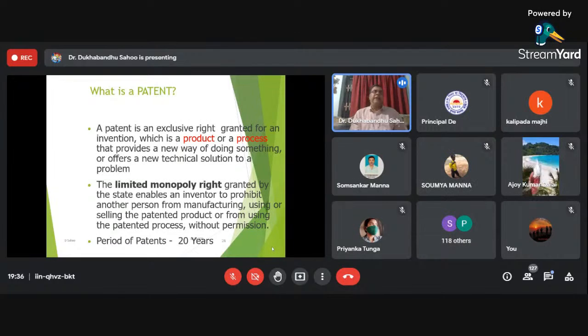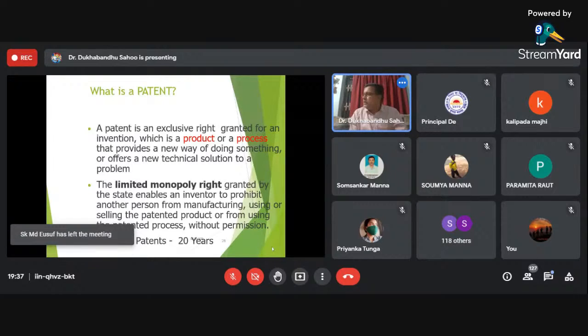That's why in 1998, actually, WIPO, the World Intellectual Property Organization, came out with this idea of process patenting, that the process as well as the product both will be patented. So what is a patent? A patent is an exclusive right granted for an invention, which is a product as well as a process, that provides a new way of doing something. Remember, a patent can be given only when there is a new way of doing it or it offers a new technical solution to a problem.